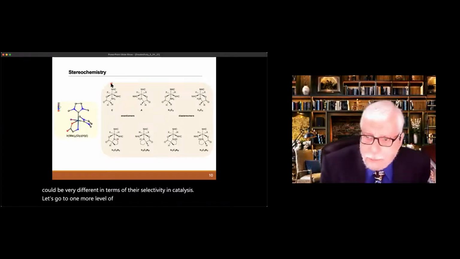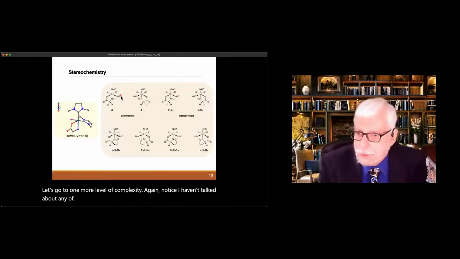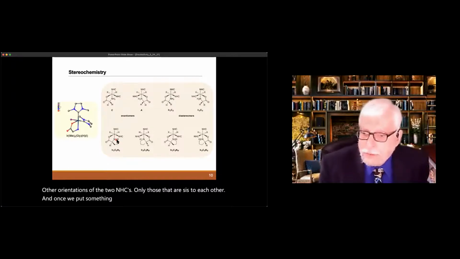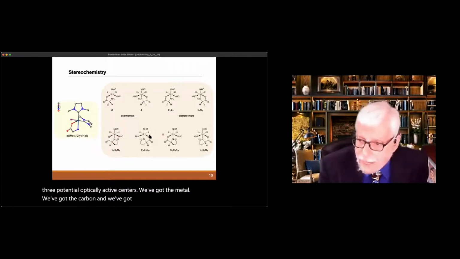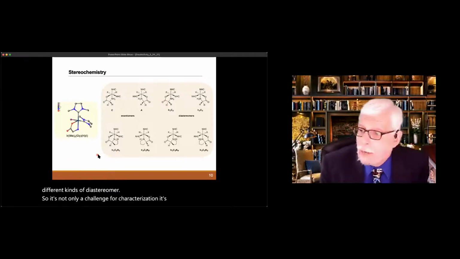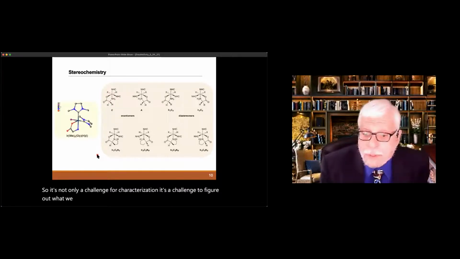Again, notice I haven't talked about any other orientations of the two NHCs, only those that are cis to each other. And once we put something like proline on there, then we actually have three potential optically active centers. We've got the metal, we've got the carbon, and we've got the nitrogen. So we can have many different kinds of diastereomers. So it's not only a challenge for characterization, it's a challenge to figure out what we need for the optimum selectivity out of our catalysts.